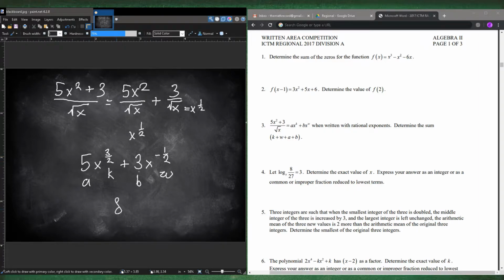So you just add them all together. 5 plus 3 is 8. 3 over 2 minus 1/2 is 1. So the answer is 8 plus 1, which is 9. So that's number 3.